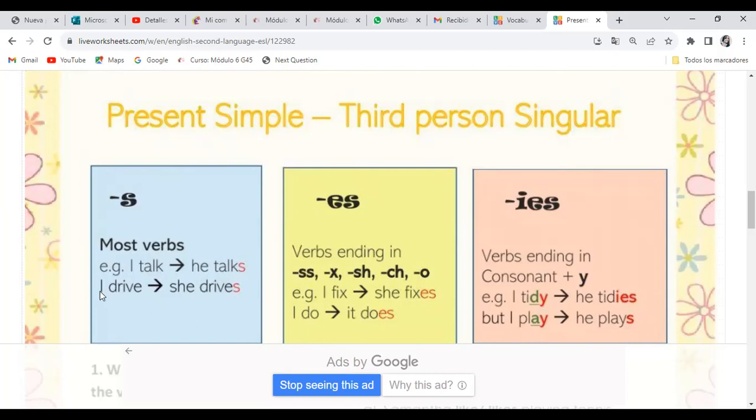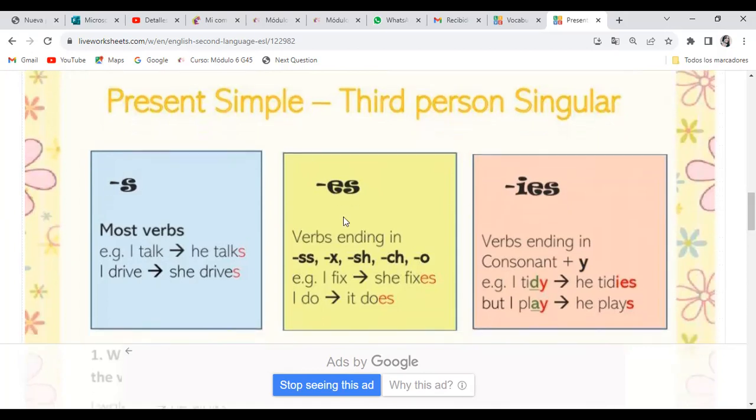Let's suppose, I drive, she drives carefully. Ella maneja cuidadosamente. Lo diríamos en inglés: she drives carefully. He talks clearly. Él habla muy claro. She drives carefully. And why do I need an S? Well, just because we conjugate these verbs in the third person of singular, in affirmative. This is very important, guys. These rules are only for verbs that are conjugated in present simple, affirmative, with he, she, or it.